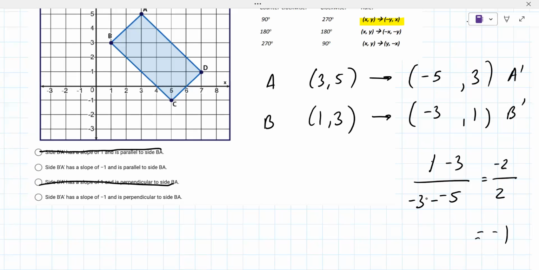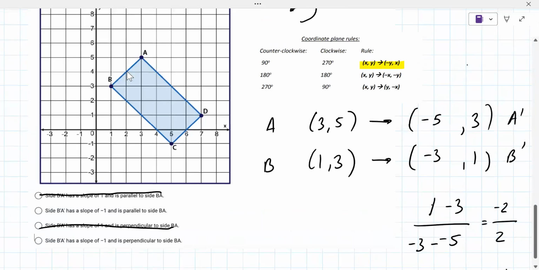So the question is, are these 2 points parallel to this or are they perpendicular? That's the only difference between these two answers. And you can just make a quick sketch of these 2 points to decide.